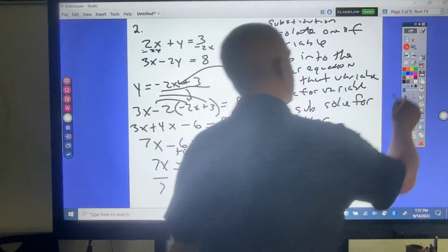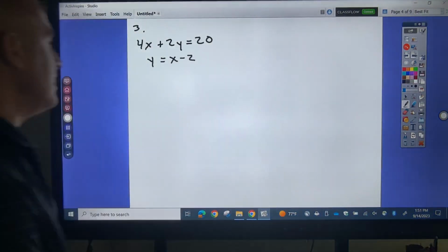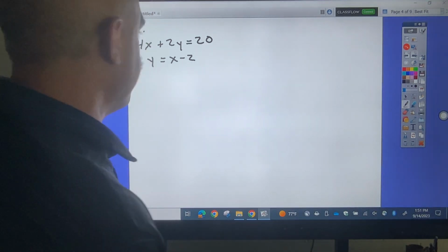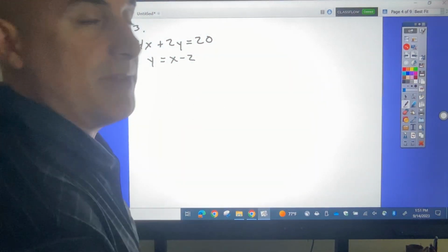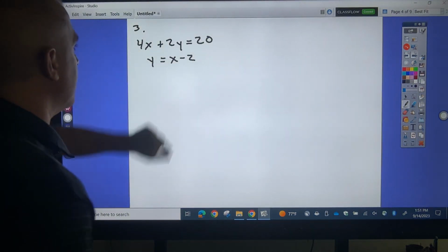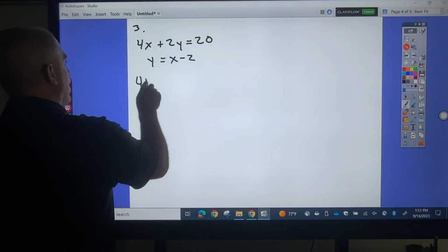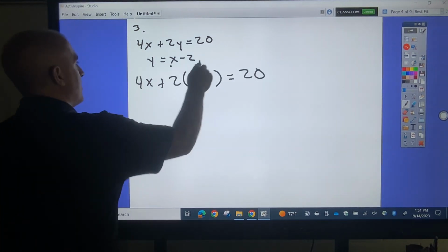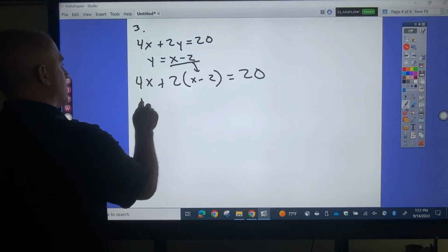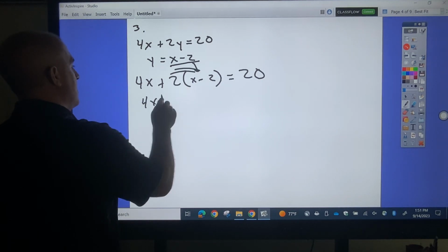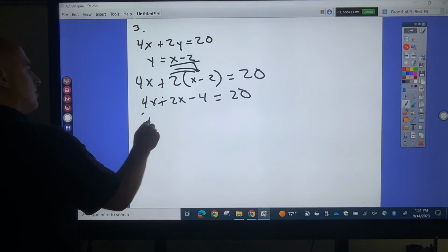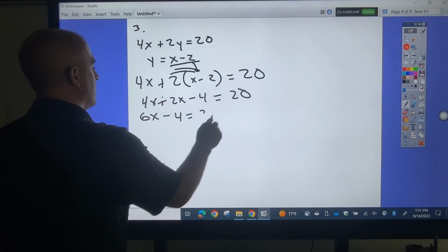Certain equations are easier than others. For instance, I would do this one as a substitution. I wouldn't use elimination here. Why? Because this was already set up for me. So what I would want to do is I'd go 4x plus 2 equals 20, and I'm going to put that right in there. So that's 4x. I would distribute that, plus 2x minus 4 equals 20. I combine those, that'd be 6x minus 4 equals 20.